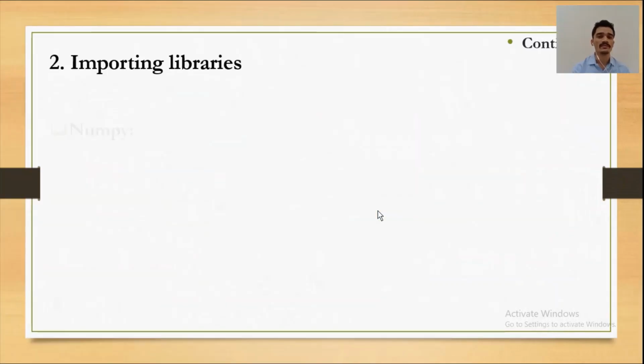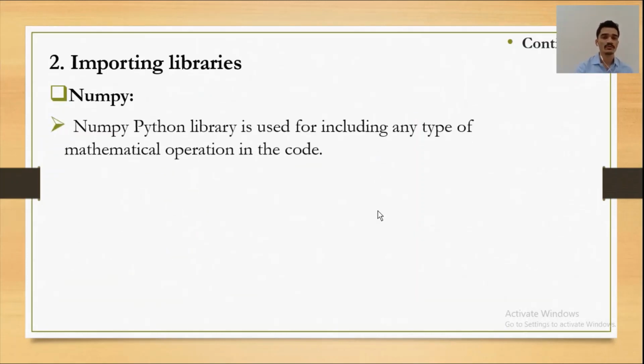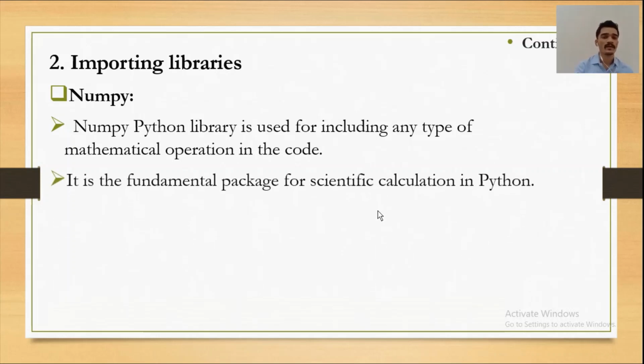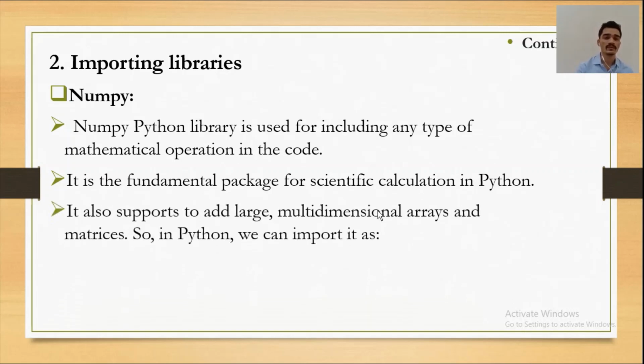So what is NumPy? NumPy is an open source numerical Python library, which is used for including any type of mathematical operation in the code. It will do the maths operations, and this is the fundamental package for scientific calculations in Python. This is very important, and this is the first library, and it supports large multidimensional arrays and matrices.